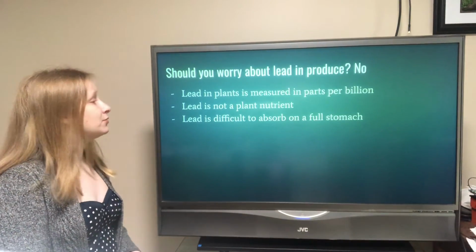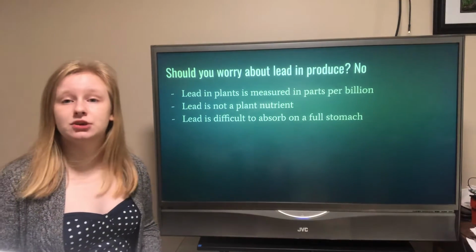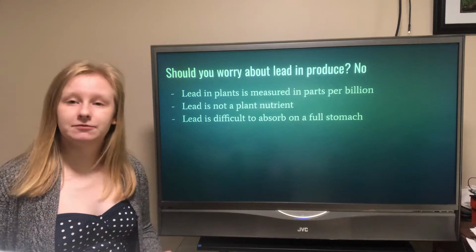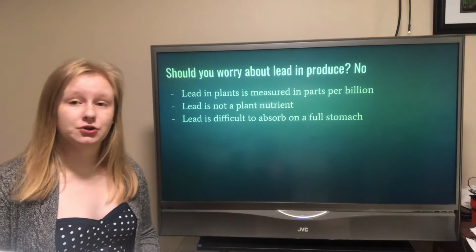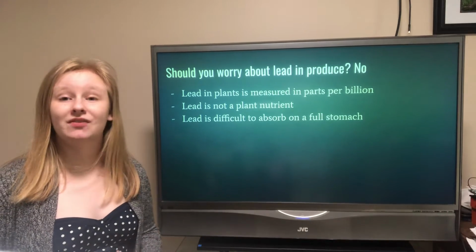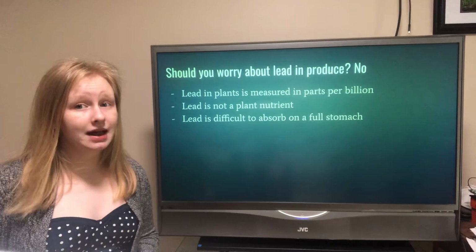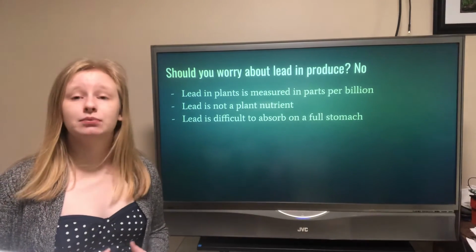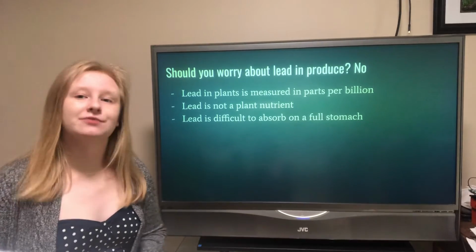Lead is also difficult to absorb on a full stomach. Lead is more easily absorbed into the human body when the stomach is empty and full of acid. When you're eating something that is lead contaminated, you're consuming something that can provide nutrition to the stomach, meaning that your body is not going to seek out to absorb the lead, it's going to seek out to absorb proteins and nutrients like calcium, zinc, or iron, which are commonly found in produce.